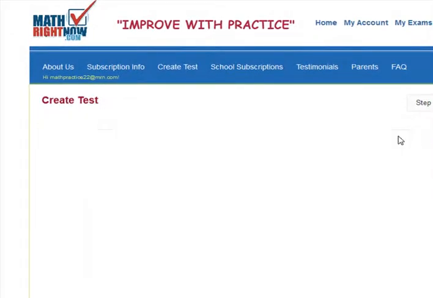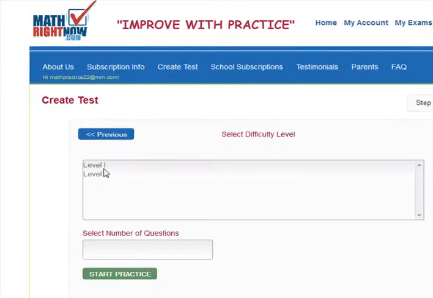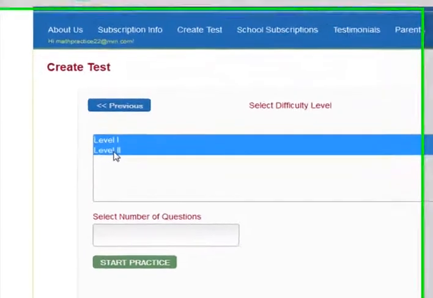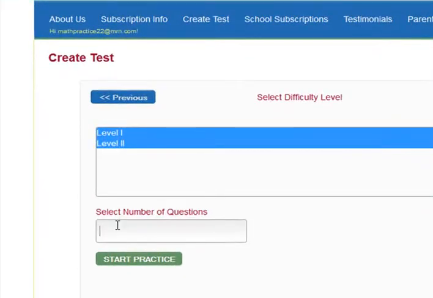You can click Next and choose from two difficulty levels, Level 1 or Level 2, or if you like both of them, once again hold down the Control key to select both. And then you can select any number of questions that you like. Suppose here we put 20 questions. Click Start Practice, and we'll get one of the questions from that topic.